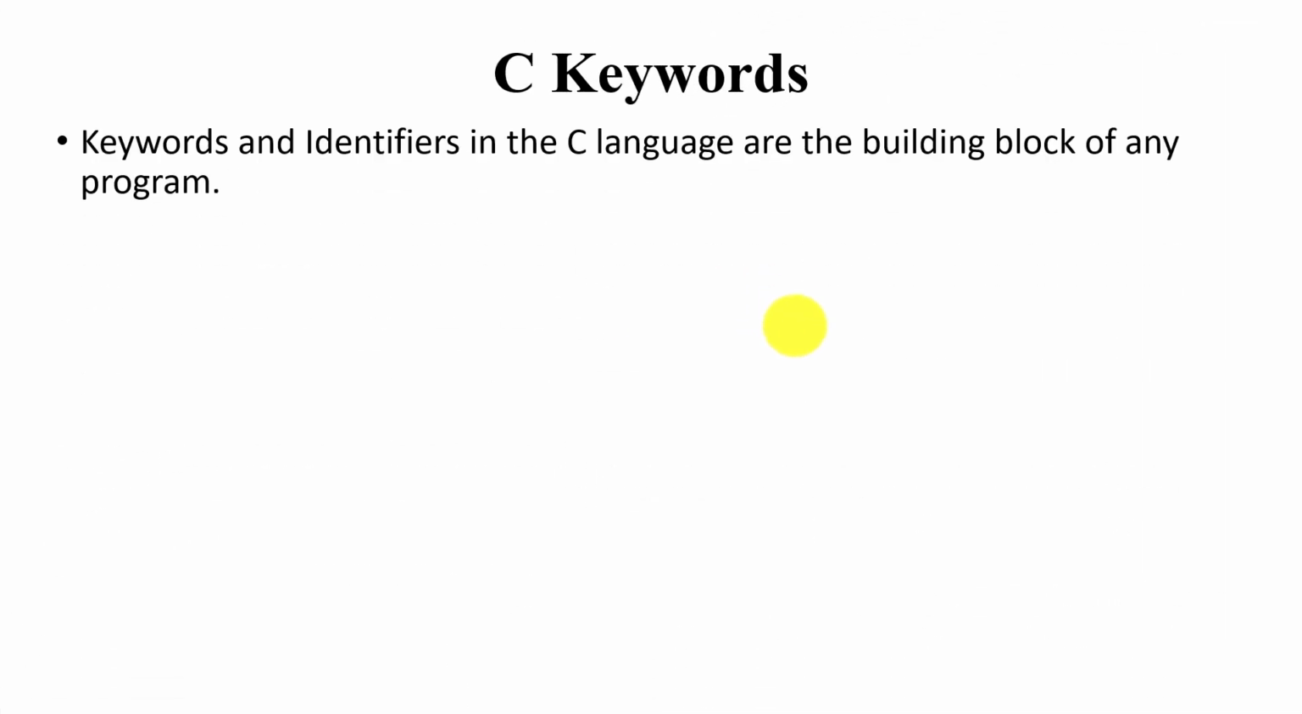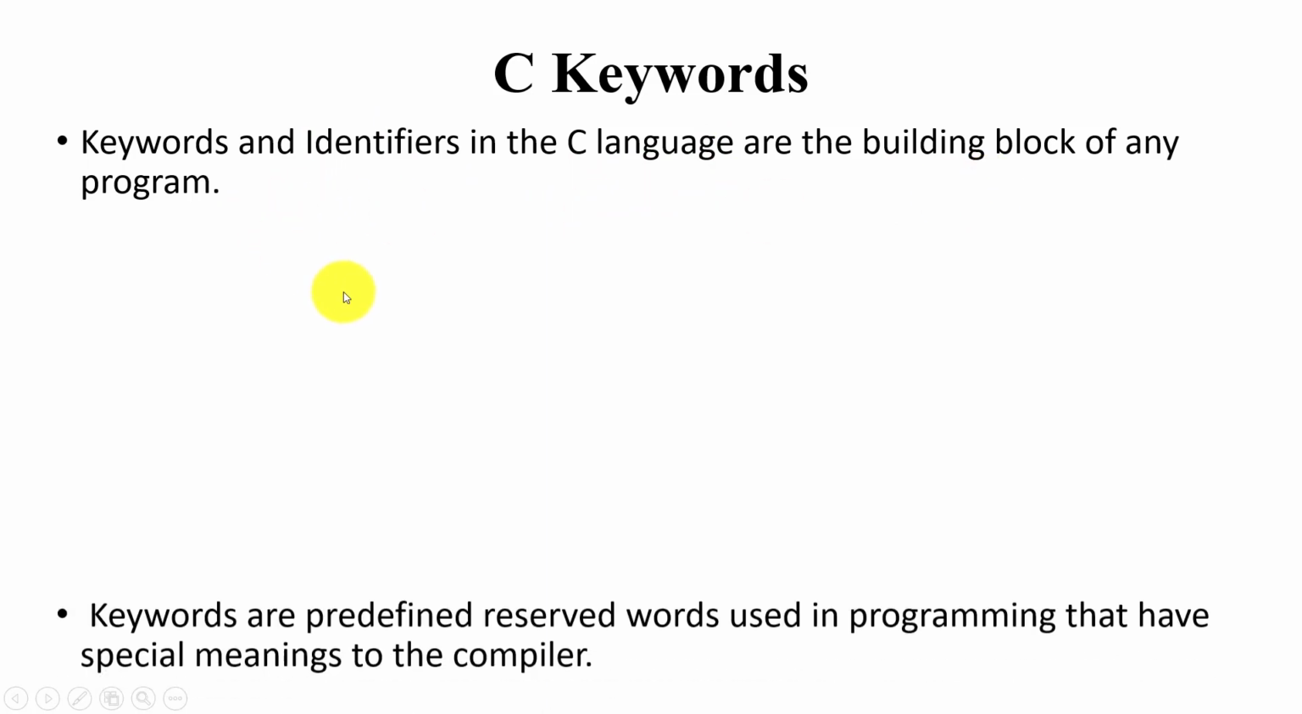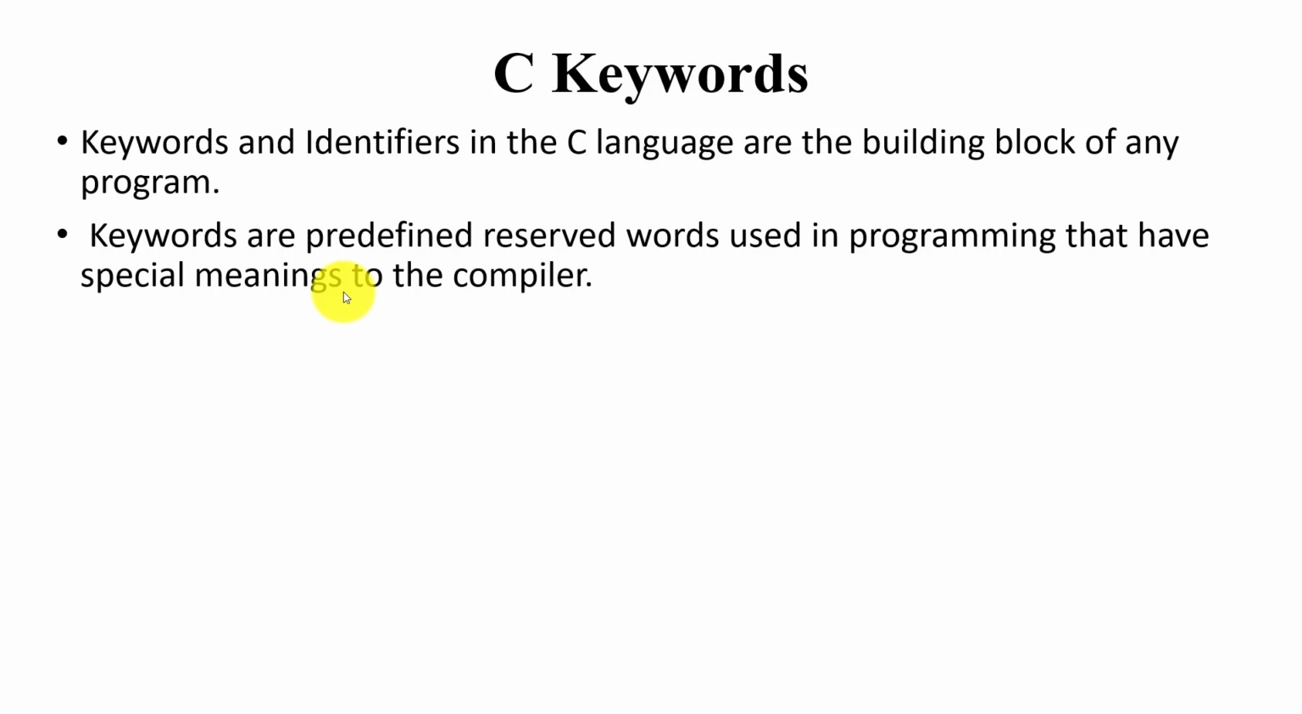Now what is a keyword? What is the use of a keyword? Keyword and identifier both come under C tokens. C tokens, keywords and identifiers in the C language are the building blocks of a program, that is, they help us write a program. That's why they are called building blocks. Keywords are predefined reserved words, already defined into the processor directives. So the meaning of the keywords is known to the compiler.